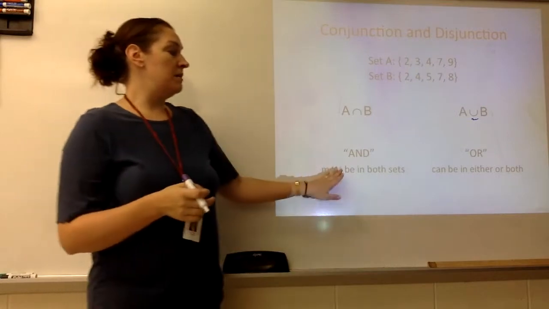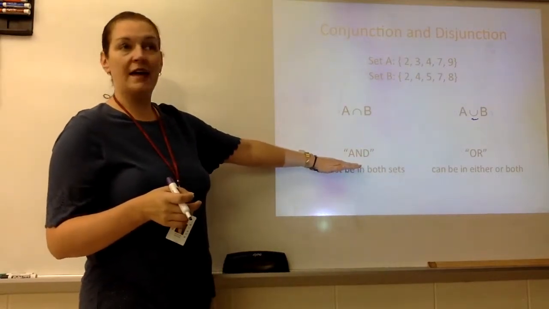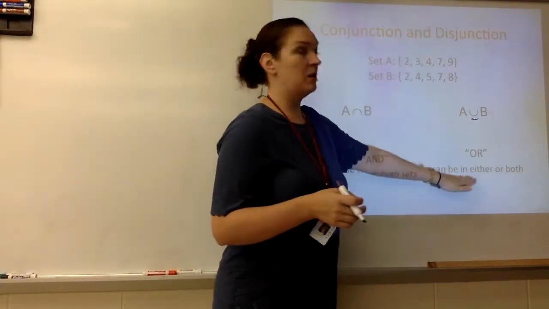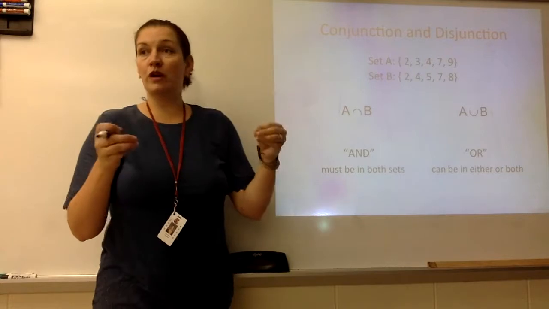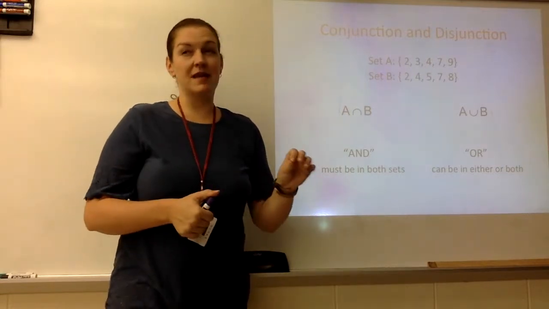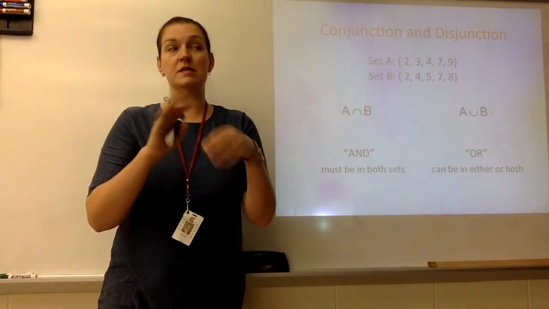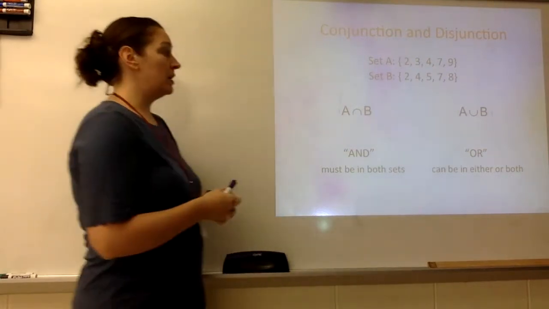By definition, it needs to be in both sets. So a conjunction is going to be your and, a disjunction is going to be your or. In math, these 2 words, and or, are very tricky. They don't follow exactly the way that you use and or in the English language.